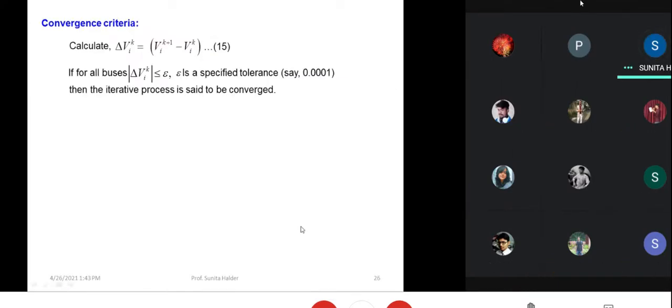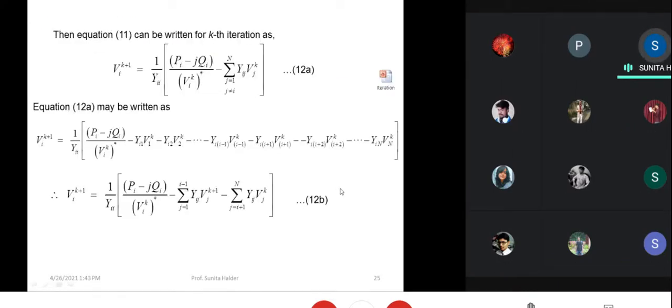Then what will be next? We shall continue the calculation. Then what will be the convergence criteria? How long shall we calculate? Obviously, at one iteration we have calculated all the bus voltages. Then in the next iteration, if we see there is no significant change in bus voltages, that means that is the final one. In that way, we fix up the convergence criteria.